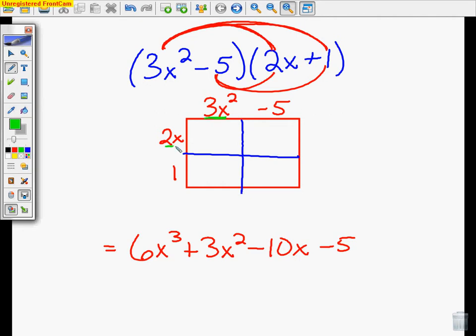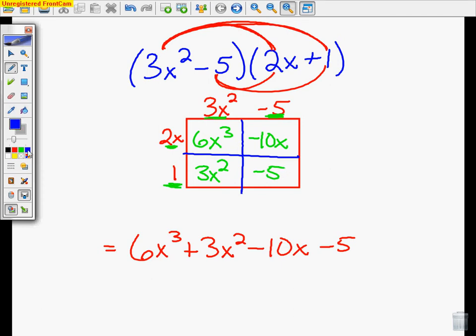3x squared times 2x, that's 6x cubed. Negative 5 times 2x, that's negative 10x. 3x squared and 1 multiplies to be 3x squared. And then negative 5 and 1 multiplies to be negative 5. And then you just add the boxes together that have like terms.